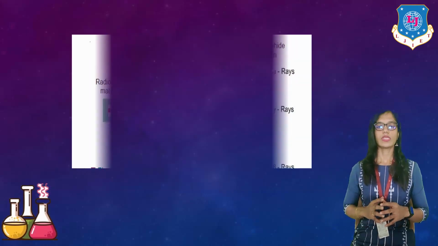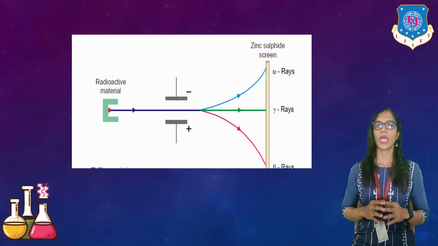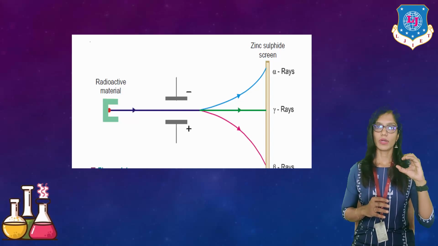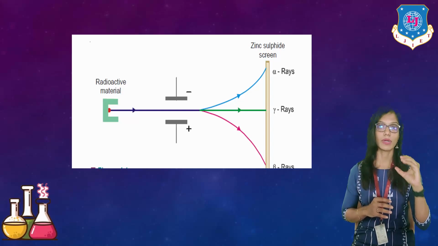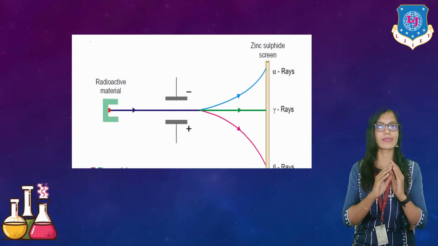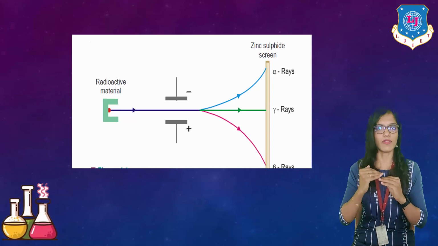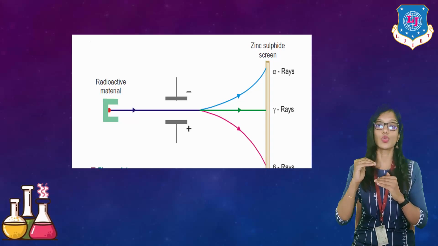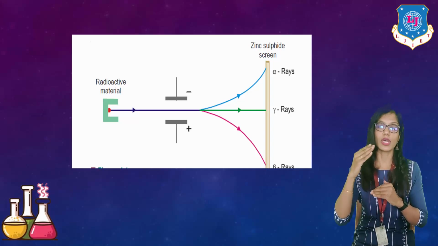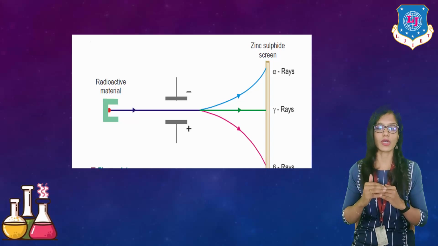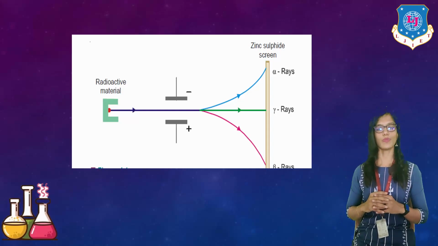As you can see in the image, we have put a radioactive material at the first position. That particular radioactive material releases radiations, that is alpha, beta and gamma. Now that radiation will be passed through two oppositely charged plates. The upper one contains negative charge, the lower one contains positive charge. You can see it in the image also.